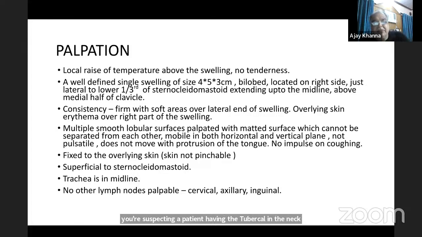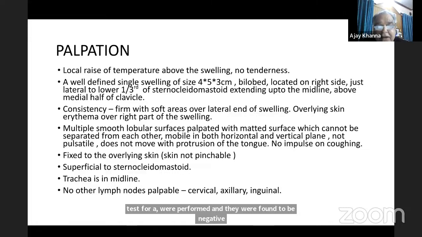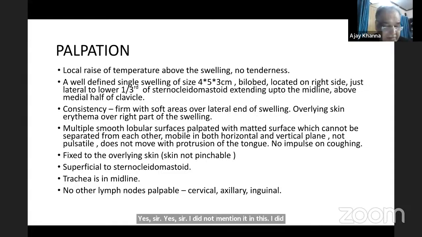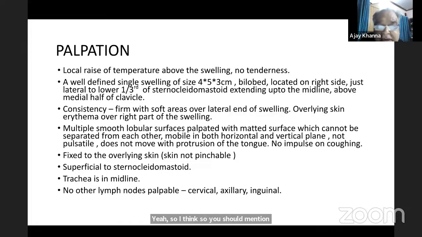Did you examine the right upper limb of this patient? Sir, for axillary lymph nodes. Anything else? If the patient has a cervical rib, the tests for the upper limb were performed and found to be negative. Did you really carry that out? Yes, sir. I did not mention it in this. But you are not taking the name of the word which I want to hear, the syndrome. Thoracic outlet syndrome, sir. So you should mention that name: suspecting thoracic outlet syndrome, I examined the right upper limb of this patient. Okay.